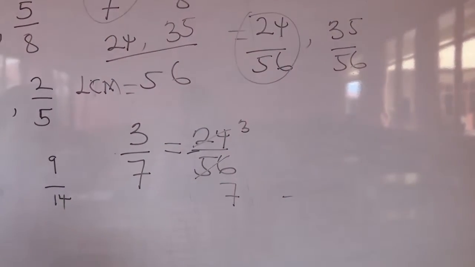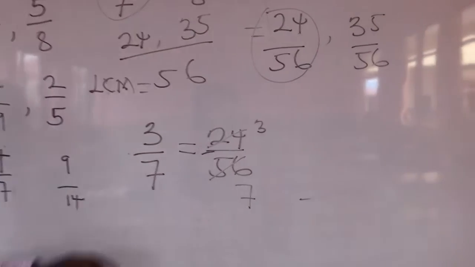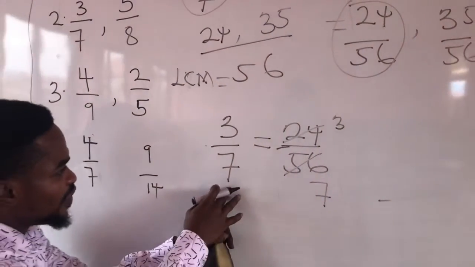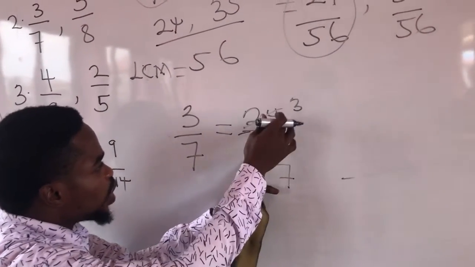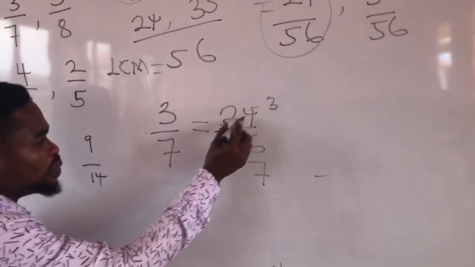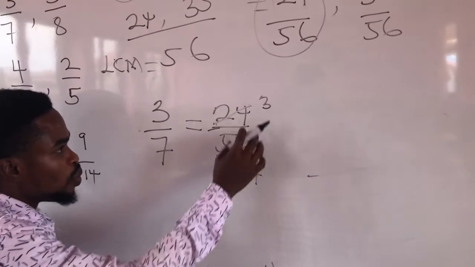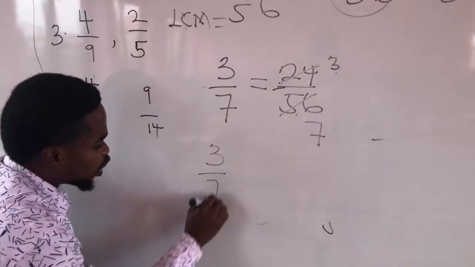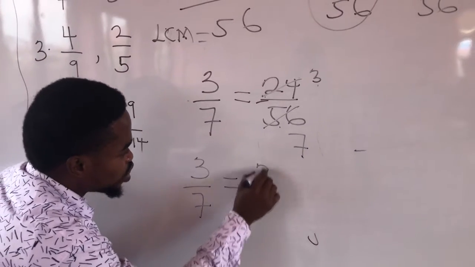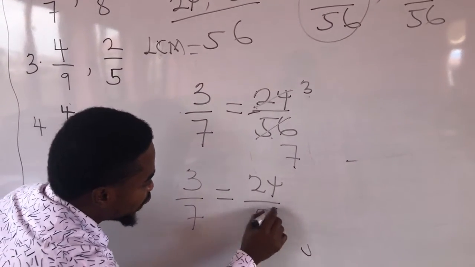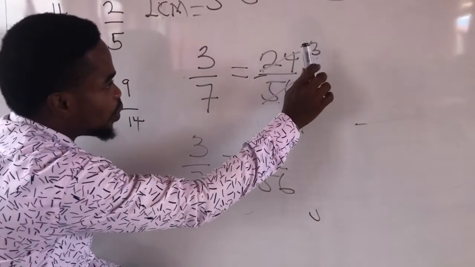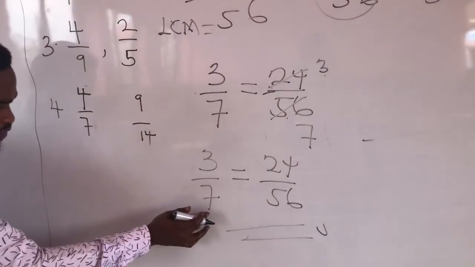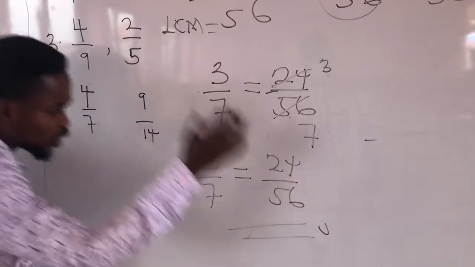7 times. So hence we can see that 3 out of 7 is the same as what? 24 out of 56. Because when we break the 24 out of 56 down, we got 3 out of 7. Hence 3 out of 7 is the same as 24 out of 56. So we break this one down again, we get 3 out of 7, 3 out of 7. Hence, 3 out of 7 is the same as 24 out of 56.